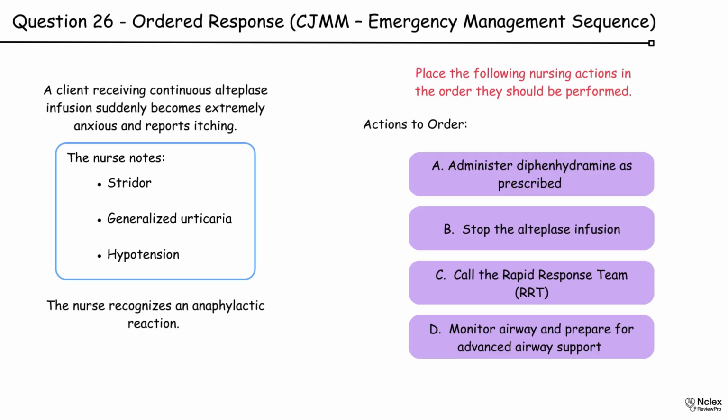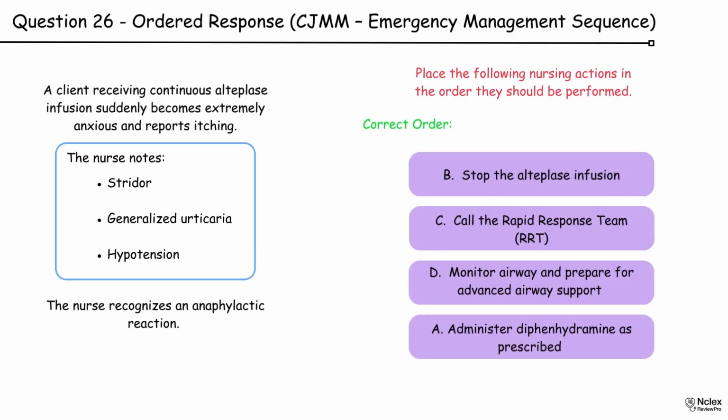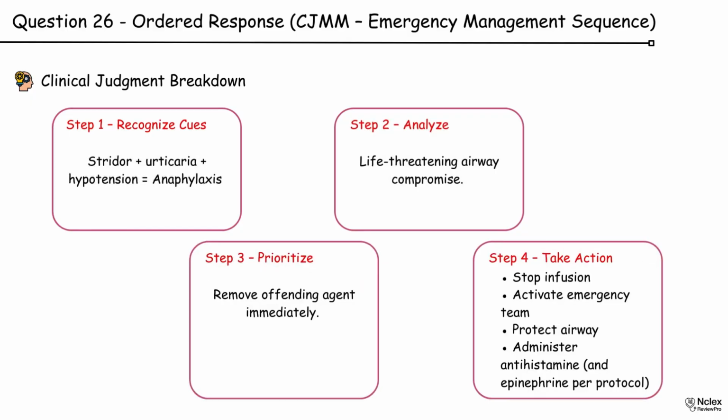The correct order is as follows. First, stop the alteplase infusion. Second, call the rapid response team. Third, monitor the airway and prepare for advanced airway support. Fourth, administer diphenhydramine as prescribed. Now let's walk through this step by step.